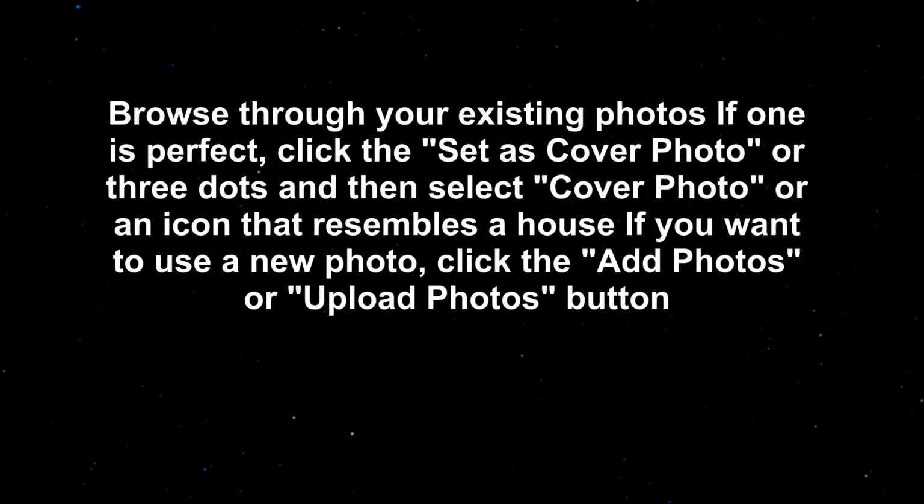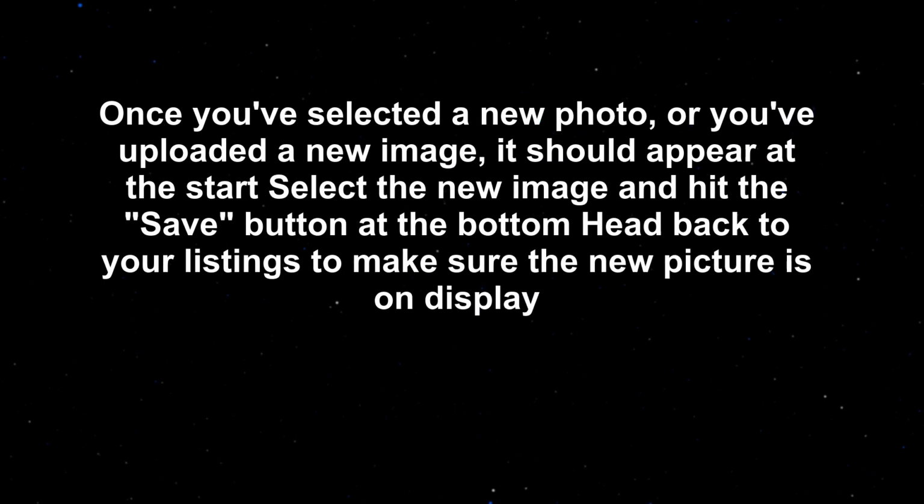If you want to use a new photo, click the Add Photos or Upload Photos button. Once you've selected a new photo or you've uploaded a new image, it should appear at the start. Select the new image and hit the Save button at the bottom. Head back to your listings to make sure the new picture is on display.